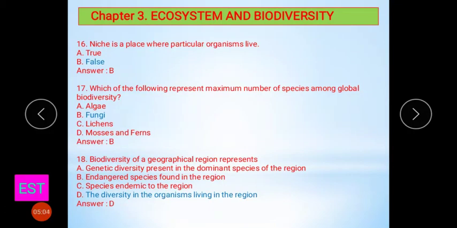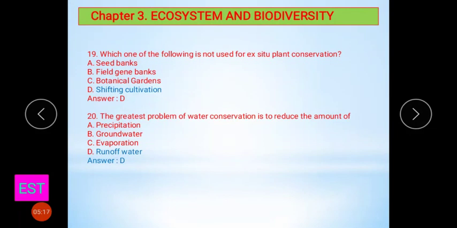Biodiversity of a geographical region represents diversity in the organisms living within the region; that is called biodiversity of a geographical region. Which one of the following is not used in ex situ conservation? It is shifting cultivation. The remaining are used. The greatest problem of water conservation is to reduce the amount of runoff water. Thank you.